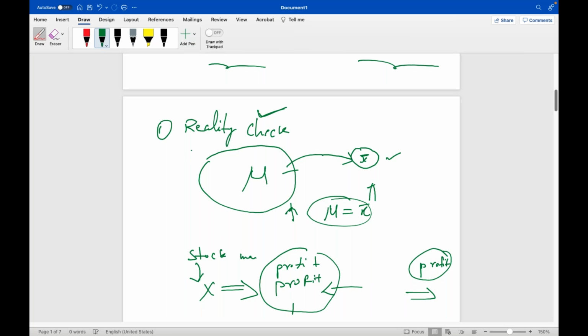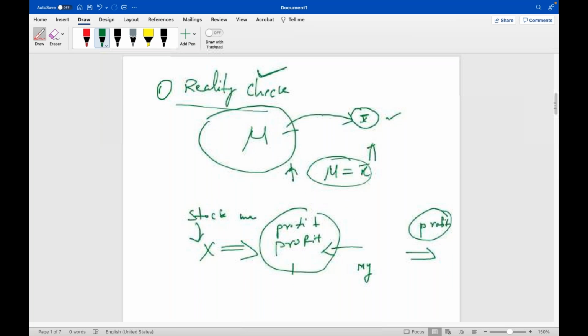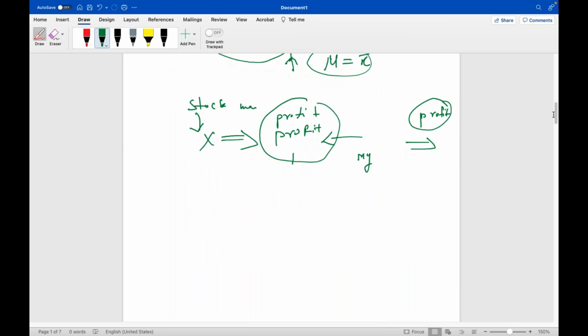So here, my reality check is that in future my company will be in profit. I can consider that as the null hypothesis. I want to prove whether it is wrong or correct, and we do that with the help of null hypothesis testing and alternate hypothesis testing. Is my point clear?